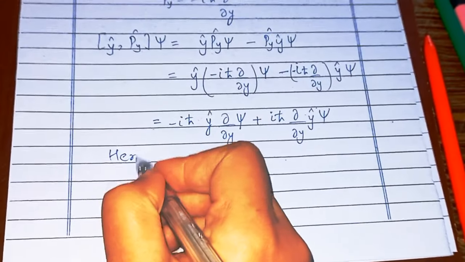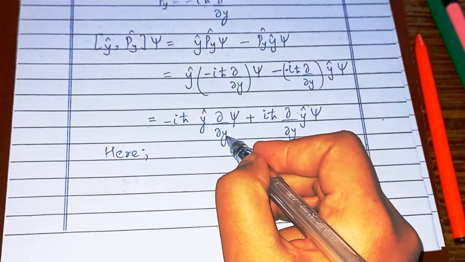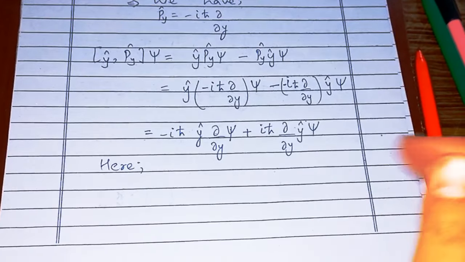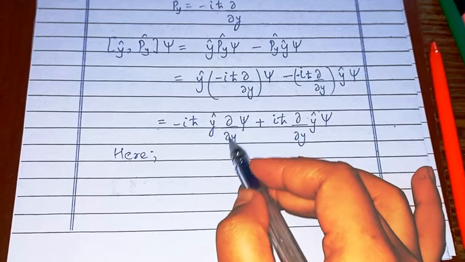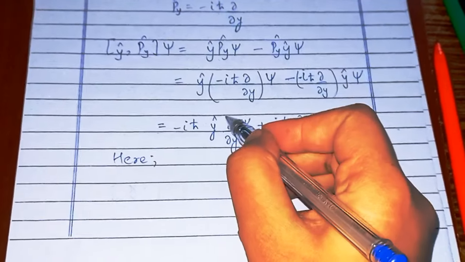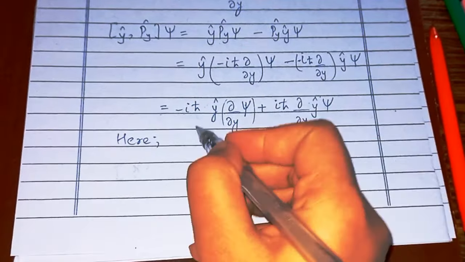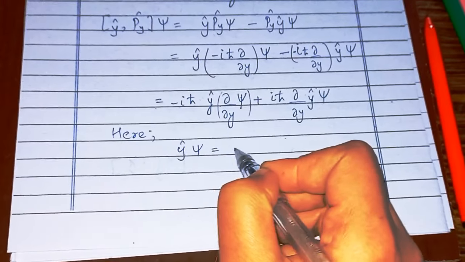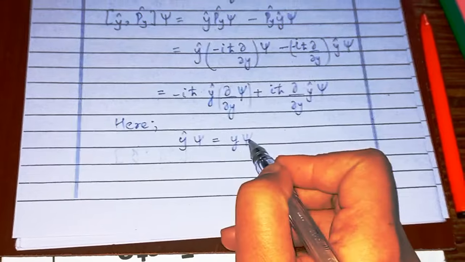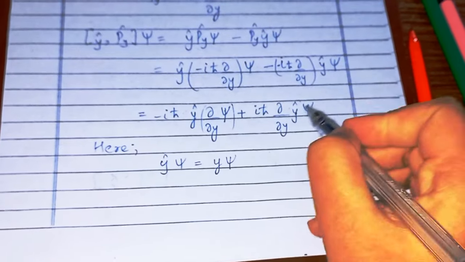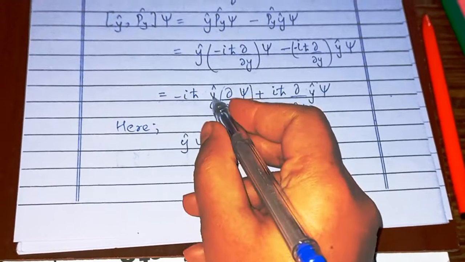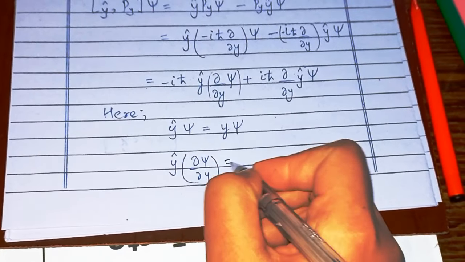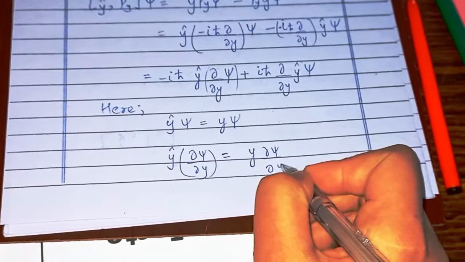Here partial psi by partial y cannot be solved any further because psi is not a particularly defined wave function, it's general. So partial psi by partial y remains the same, it's a quantity now. And here what we have is that the y operator applies on psi. So what does that equal to? It simply equals y times psi, simple y times psi. We can replace the y operator times psi with this quantity. And also here, when the y operator is applied on partial psi by partial y, it is equal to y times partial psi by partial y simply.